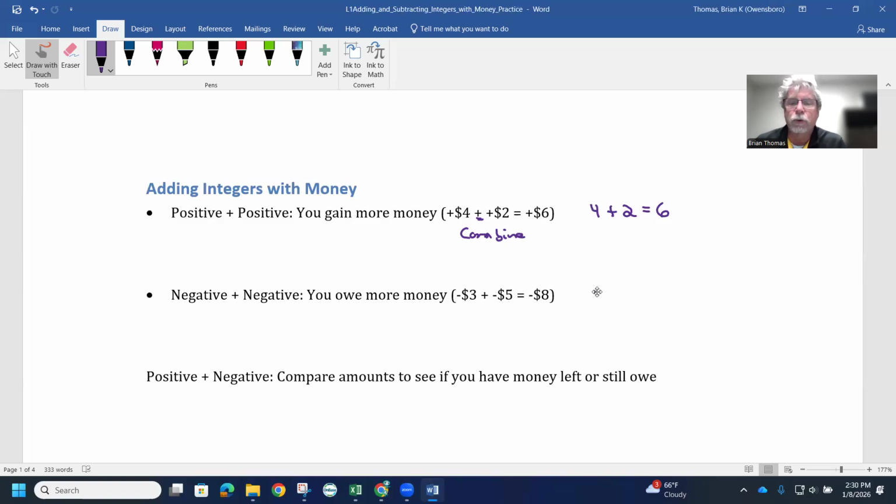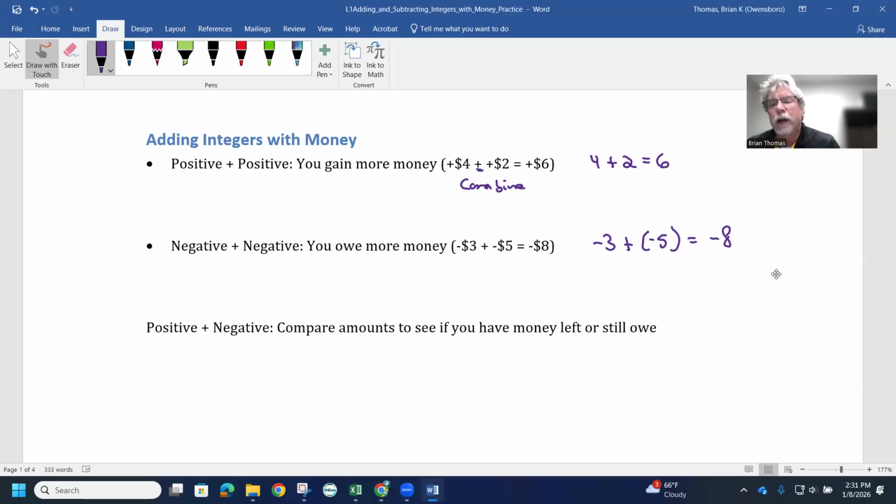So in algebra, we'll write a -3 plus, sometimes we'll use a -5 in parentheses to kind of clarify that. So the parentheses are here to clarify, hey, this is a negative, not a subtraction symbol. So if I have a -3 and I combine that with a -5, that represents a -8. So a $3 debt combined with a $5 debt means we have a total debt now of -8. So you kind of start to pick up on some patterns here with adding integers, and you can use those patterns to create rules.